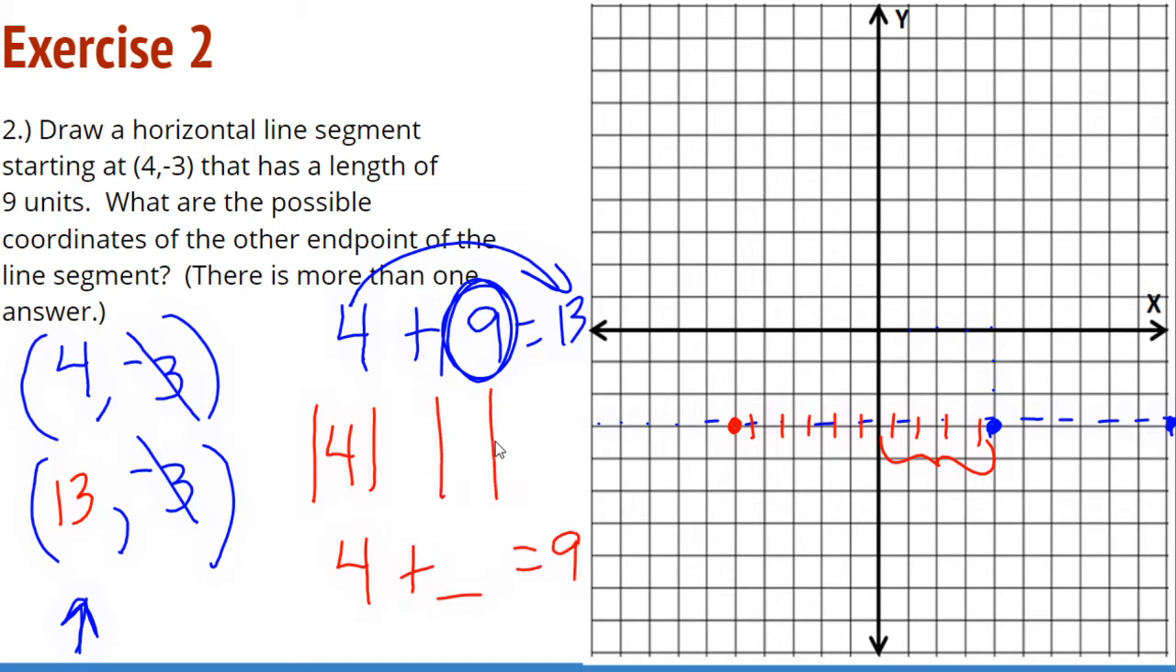And I need the absolute value of that number to be 5. Well, the absolute value of negative 5 is going to work for me. I've got 4 units here. I've got 5 units here. Altogether, a distance of 9 units.